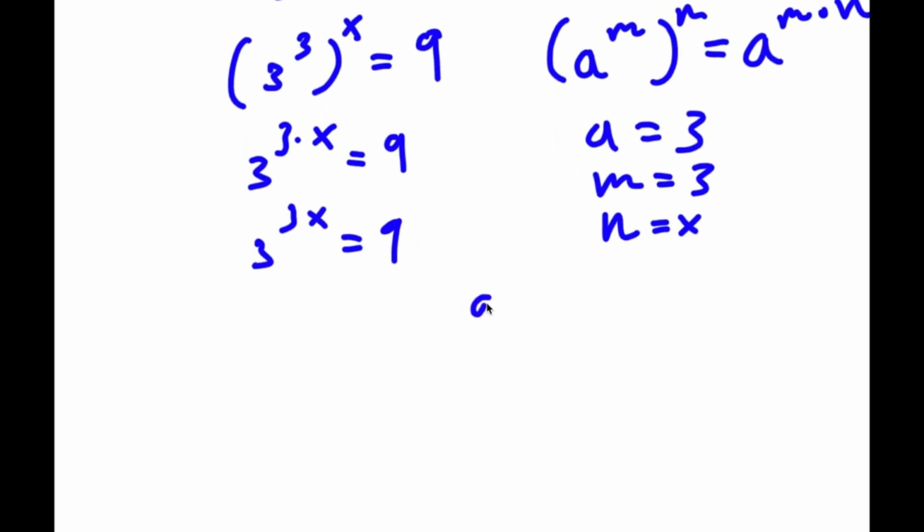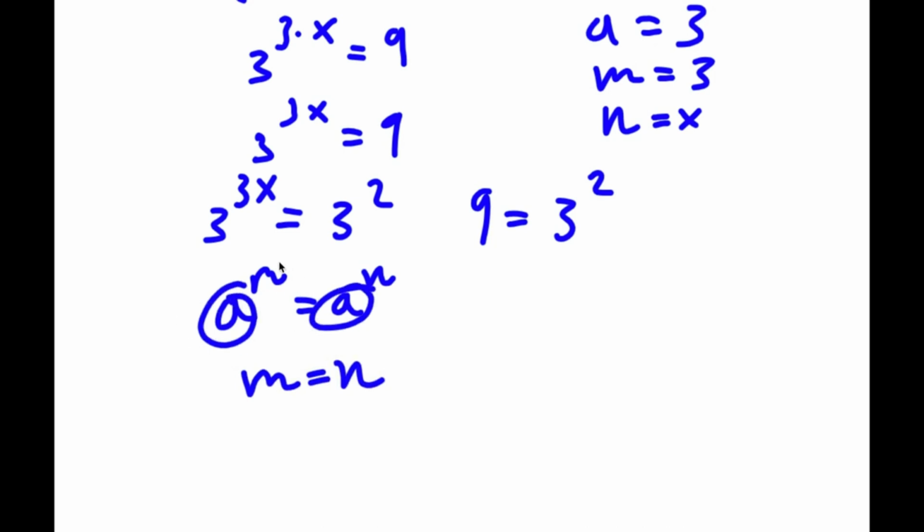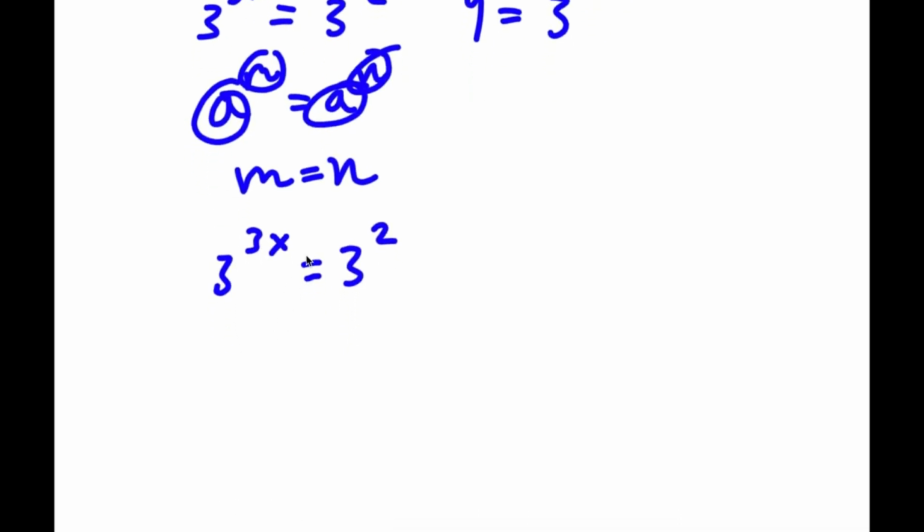Now 9 here is the same thing as 3 squared. So I have 3 to the power of 3x is equal to 3 squared. And now another property of exponents is that if I have something in the form a to the power of m is equal to a to the power of n, then this means that m is equal to n. Because if the bases are the same, then this means the exponents are the same as well. So now for 3 to the power of 3x is equal to 3 to the power of 2, this means that the exponents, 3x and 2, are the same.